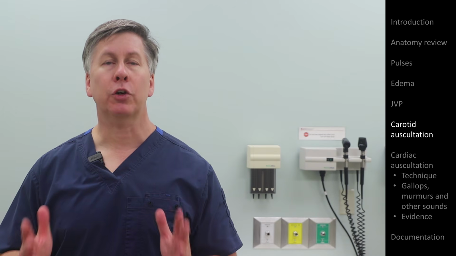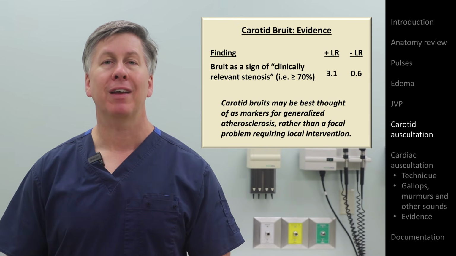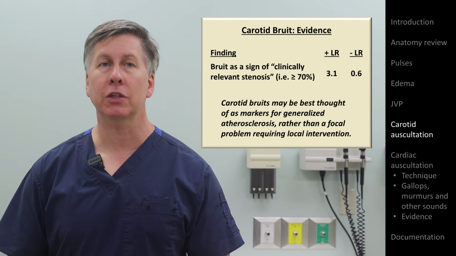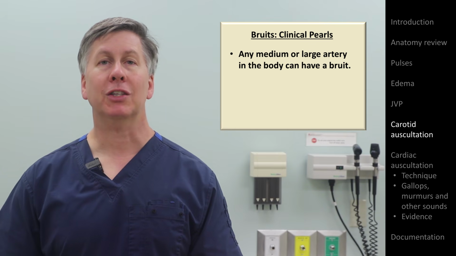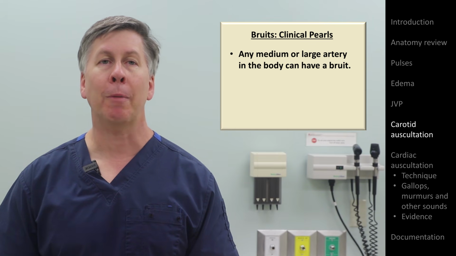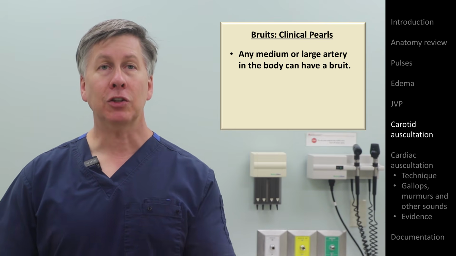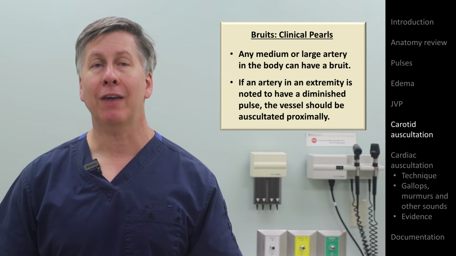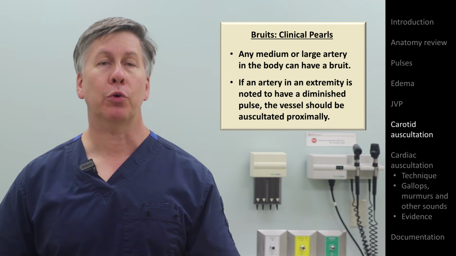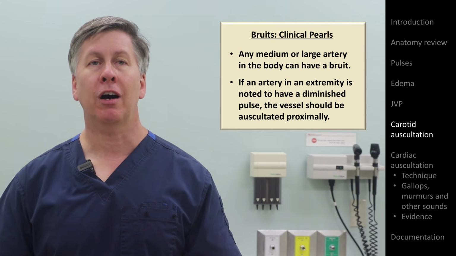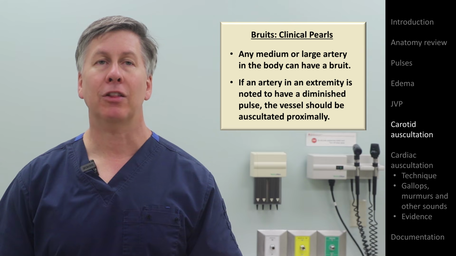So what's the evidence for carotid auscultation? A bruit substantially increases the likelihood of a clinically significant carotid stenosis, and its absence modestly decreases the likelihood. Notably, other arteries in the body can also get bruits. For example, I discussed renal artery bruits in the core abdominal exam video. In addition to this, if any extremity is noted to have a diminished pulse, that artery should also be auscultated, since the presence of a bruit will further increase the probability of peripheral vascular disease in that limb.